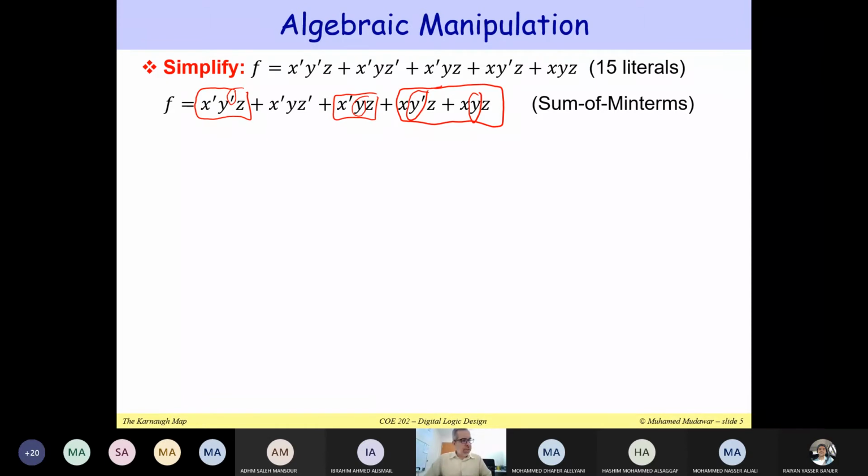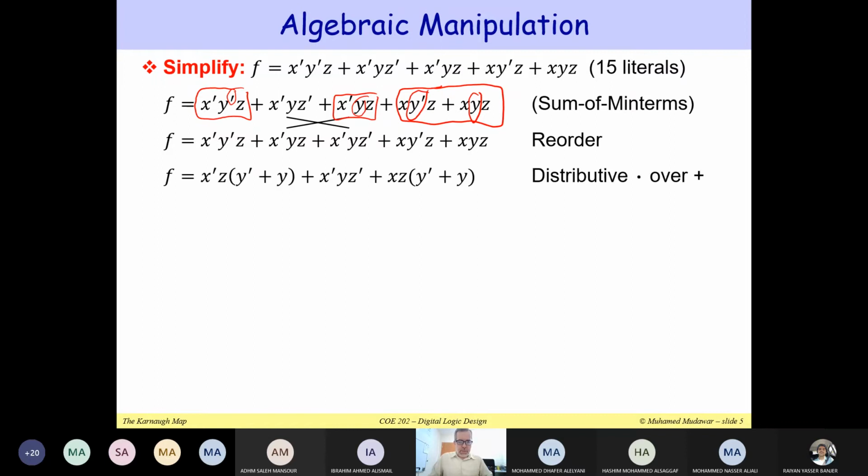Okay, clear? So this is my strategy starting from a sum of minterms. It's not really that difficult at all. Already we have done this. Let me switch these two terms and let us combine these two.